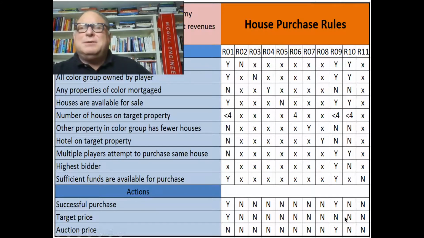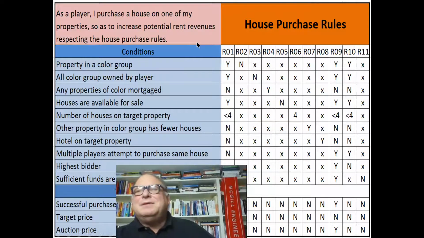This is a reduced table. So if you read rule number 11, or not 11, I guess it's full of don't care conditions, but boring. Let's try rule number 9. So yes, the properties in the color group. Yes, all the properties are owned by the same person. No, properties are mortgaged. Yes, there's houses for sale. Yes, the target property has less than 4 houses. No, other properties have fewer houses. No, hotel in the target property.